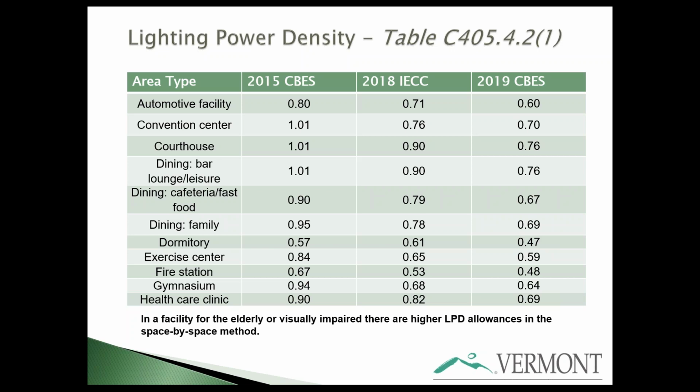So on this one here, if we look at, for instance, dining in a bar, lounge, or leisure area, the old code was just barely over 1 watt per square foot, and now it's been cut down to just over 0.76 watt per square foot. And similar reductions you'll see throughout.